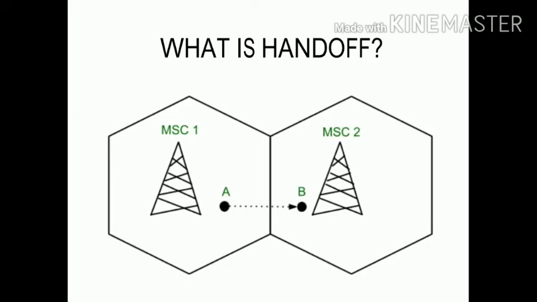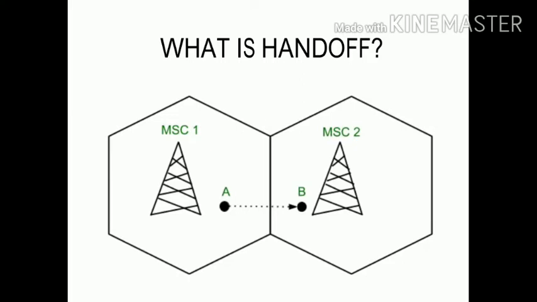So when a mobile user moves from cell A to cell B, the MSC 1 automatically transfers the call to MSC 2. So when the received signal strength, that is RSS, goes below the threshold, then the base station instructs the mobile to measure signal strength from neighboring base stations.